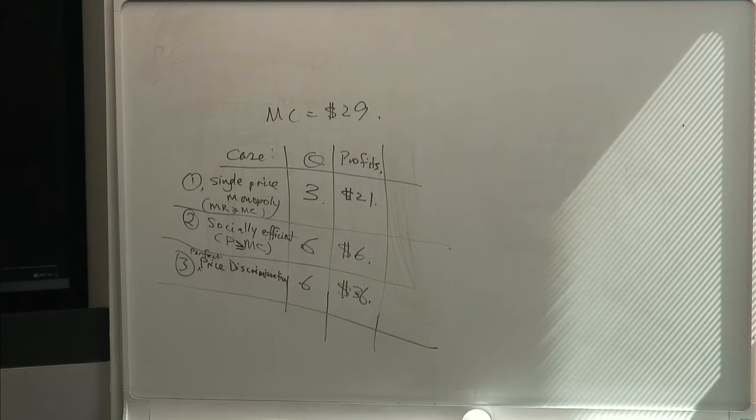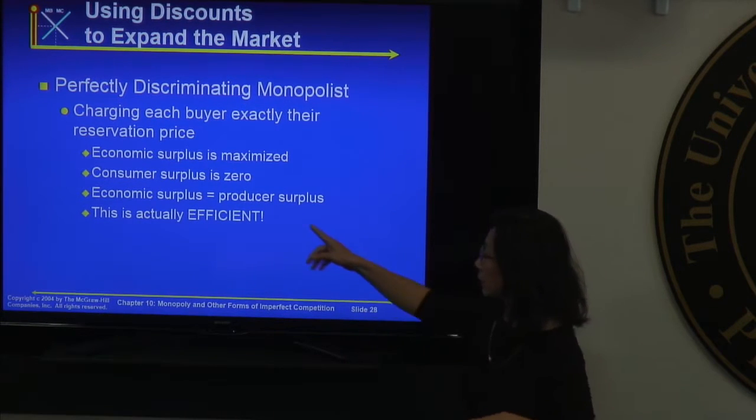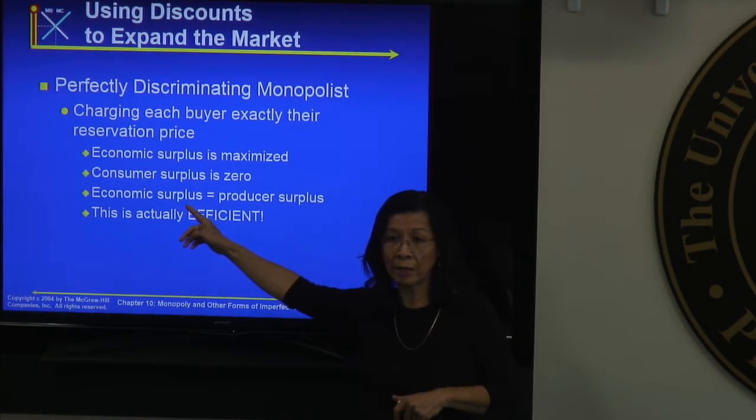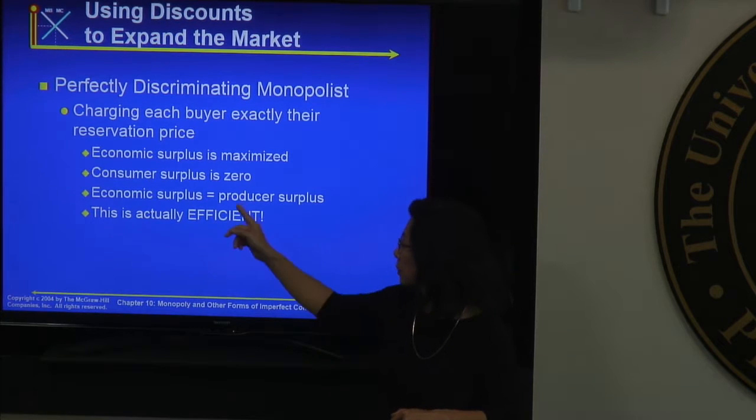Economic surplus is being maximized. Consumer surplus is 0. Economic surplus is maximized because, in this case, like I say, you extract out every single bit of the consumer surplus and you turn it into your producer surplus.